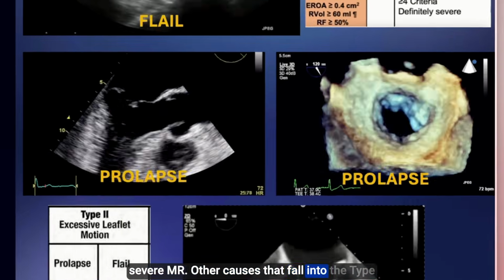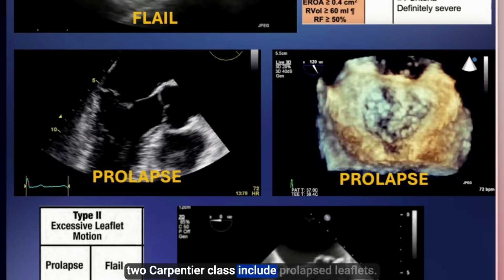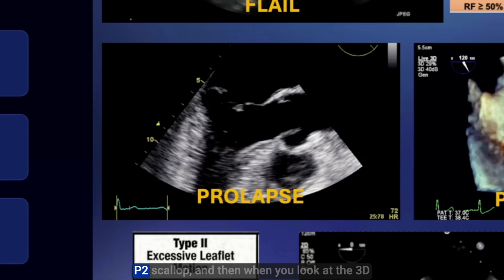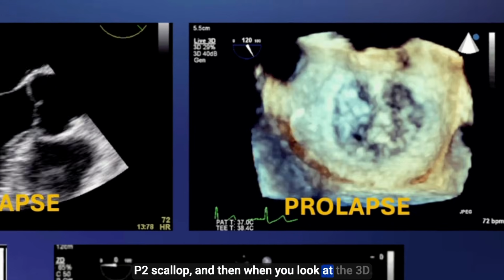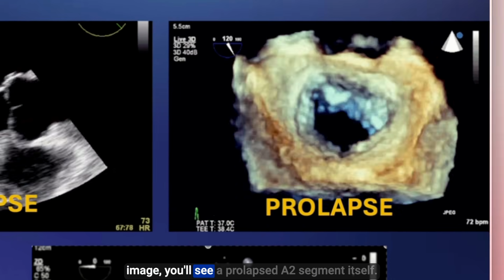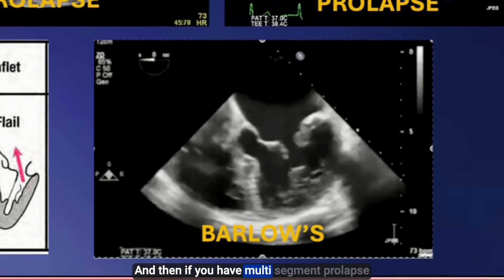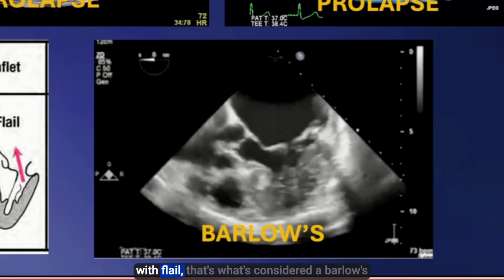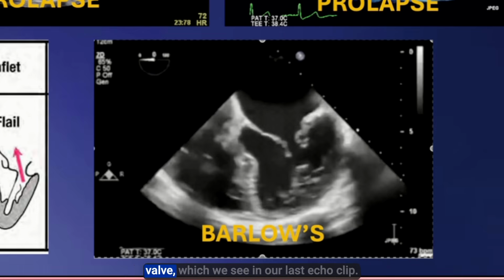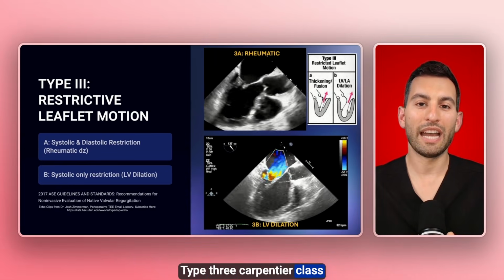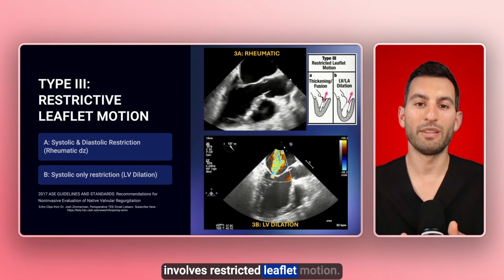Other causes that fall into the type 2 Carpentier class include prolapsed leaflets. You'll see in one of these videos the prolapsed P2 scallop. And then when you look at the 3D image, you'll see a prolapsed A2 segment itself. And then if you have multi-segment prolapse with flail, that's what's considered a Barlow's valve, which we see in our last echo clip. Type 3 Carpentier class involves restricted leaflet motion.